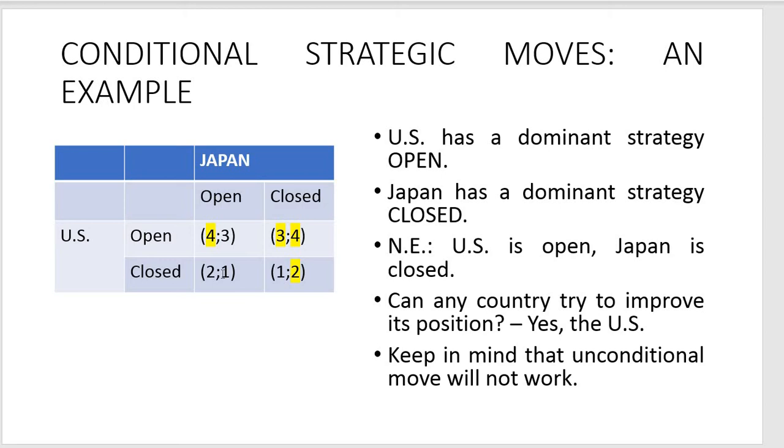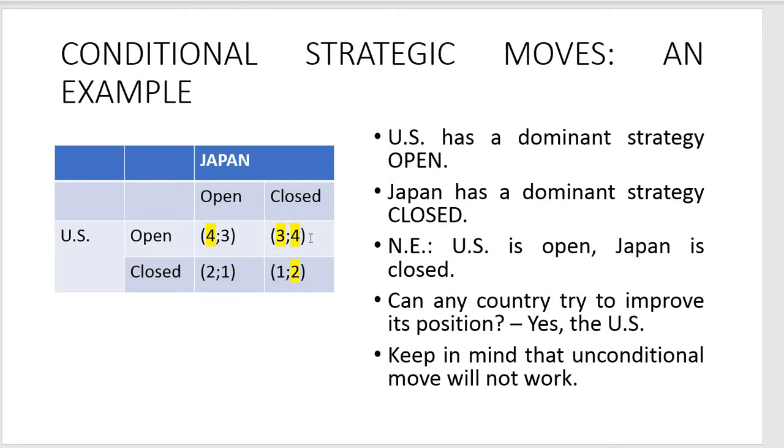For the United States, it's kind of opposite. If Japan is open, it's better to stay open for the United States. If Japan is closed, it's better to stay open for the United States. So the United States has a dominant strategy to stay open. So again, an unconditional strategic move will not work in this case, because if the United States tells Japan that it will remain open regardless of what Japan decides to do, then great, we still end up here at the initial Nash equilibrium. It will not change anything in this game.